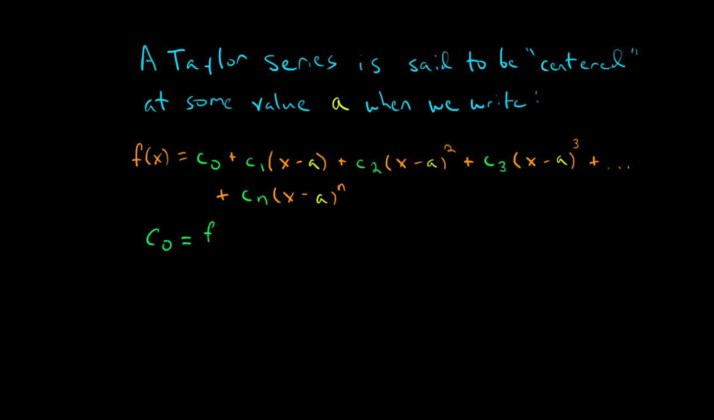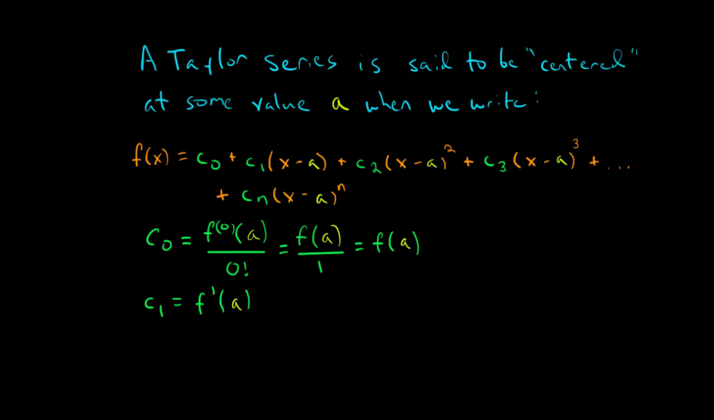So c sub 0, for example, equals the 0th derivative. In other words, that just equals the function itself at a over 0 factorial, which would equal f of a, of course. And 0 factorial we know equals 1. So that's just f of a. C sub 0 is just f of a. C sub 1 will be the first derivative, f prime of a, over 1 factorial. 1 factorial is just 1, so that's just f prime of a. So c sub 1 is f prime of a.